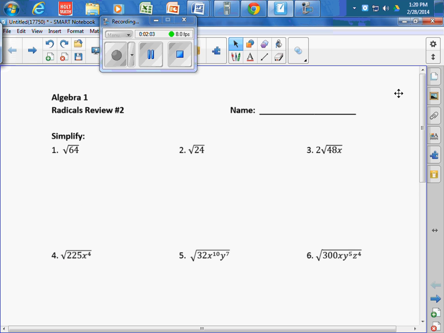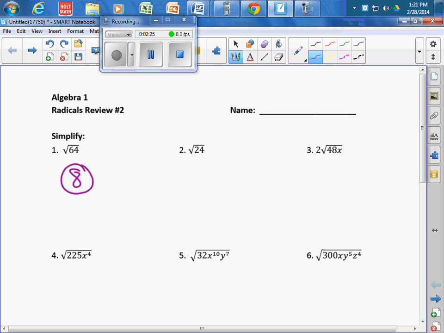Like I was saying before, we need to simplify this radical. And if you can take the square root of a number, do it. Square root of 64 is 8. Not the square root of 8. Once you take the square root of a number, there's no more radical sign. The square root of 64 is 8.